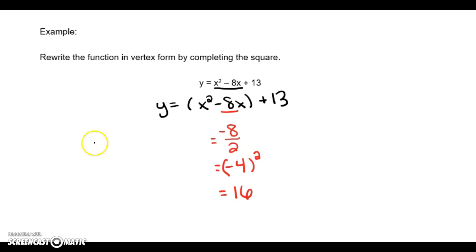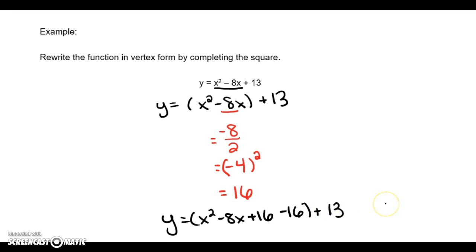So what we do with that is we write that inside of our brackets. So we have y is equal to x squared minus 8x. And it says to add and then subtract. So we add 16 and then subtract 16, and then write 13 on the outside there.